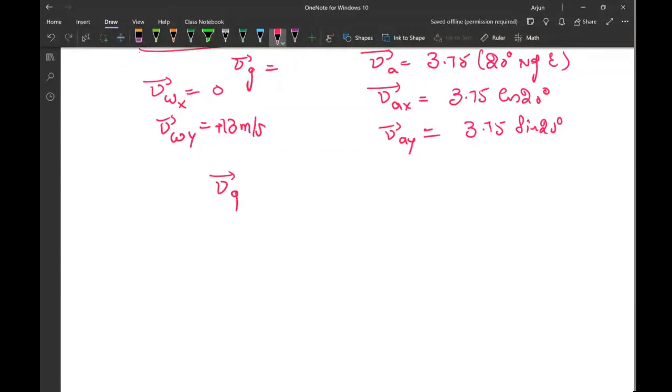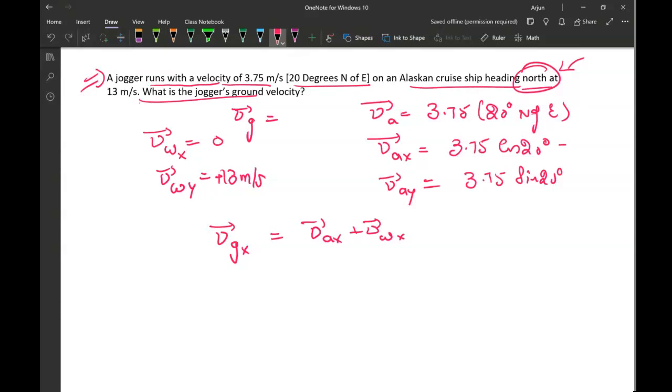Now I'm going to find the Vgx, which will be equal to Vax plus Vwx. So that Vax value will come out to be 3.52 meters per second, and Vay will come out to be 1.28 meters per second. I'm going to quickly stop here for a second and look into these calculations. Although I'm pretty sure I've done these calculations right, I just wanted to confirm it. Multiply by cos of 20. Yep, that is correct.